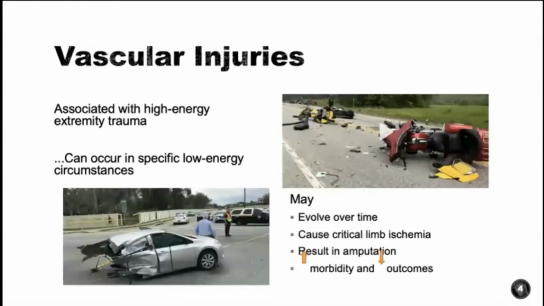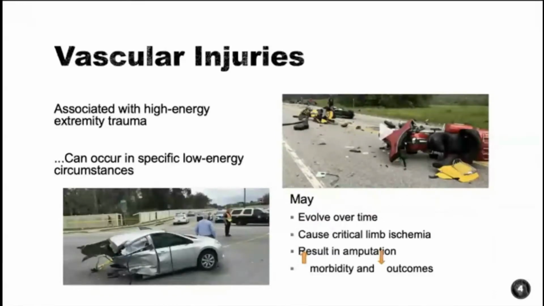Vascular injuries are generally associated with higher energy extremity trauma, and that can be blunt or penetrating trauma. Certain low energy injury patterns can also lead to vascular injury, and the most common one that we think about is knee dislocations in obese patients, which have an unusually high rate of vascular injury associated with these relatively low energy injuries.